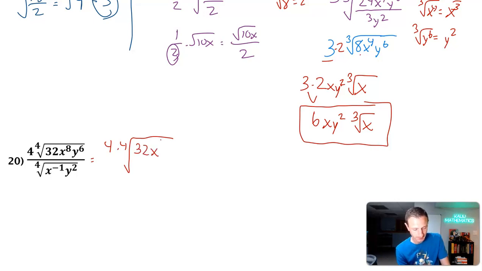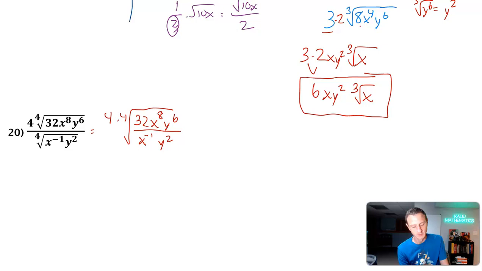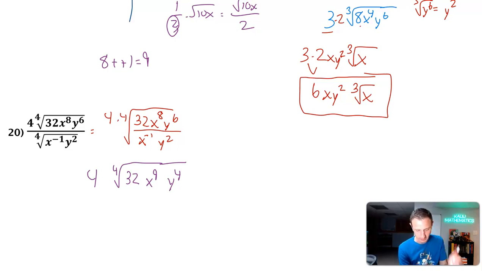So 32, x to the 8th, y to the 6th, over x to the negative 1, y to the 2nd, because both of those are underneath that same index, so I could put that underneath one fraction. I'll worry about 32 in a second. I want to first rewrite x to the 8th over x to the negative 1. So that's going to be 8 minus a negative 1, which is 9, because 8 plus 1 is 9. So I'll have 4 times the 4th root of 32, x to the 9th, y to the 4th, because y to the 6th over y to the 2nd is 6 minus 2, which is 4.